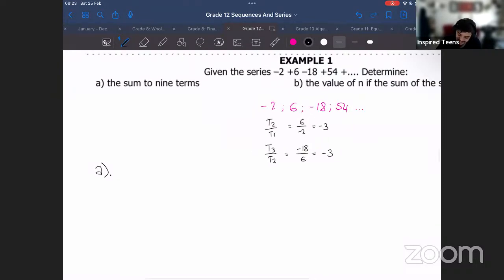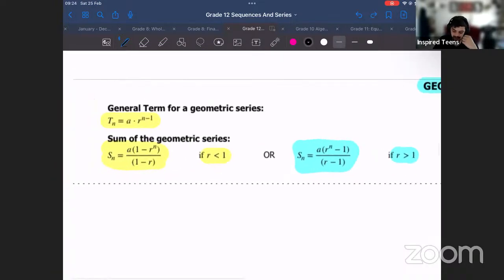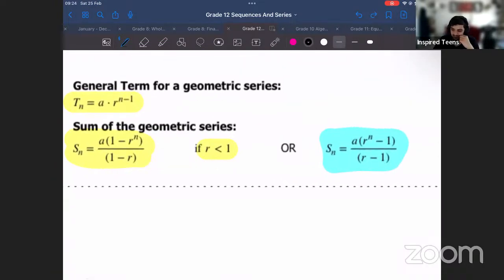Let's look at A. They want the sum to 9 terms. So we have R. Okay, we have A. Let's do the sum. S9. Remember which formula we need to use. In this case, let's look at the criteria. If R is less than 1, we use a certain formula. If R is greater than 1, we use a certain formula. This is definitely... does a negative matter?